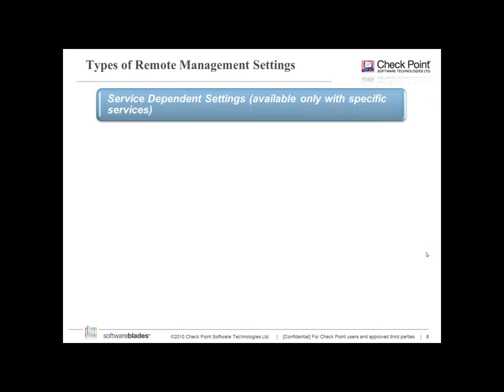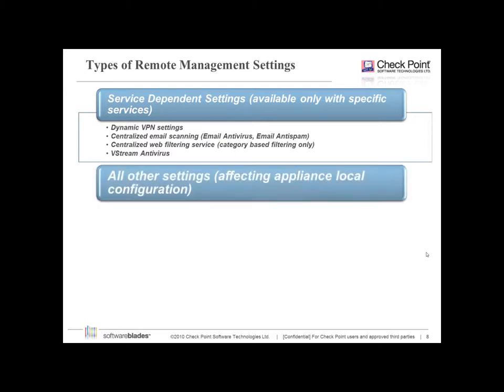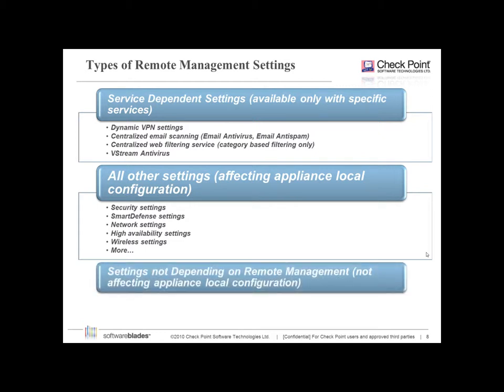Types of remote management settings. Service-dependent settings are available only with specific services. For example, dynamic VPN settings, centralized email scanning, centralized web filtering service, and vStream antivirus. All other settings affecting appliance local configuration: security settings, smart defense, network settings, high availability settings, wireless, and many, many more. Settings not dependent on remote management and not affecting appliance local configuration: dynamic DNS, vulnerability scanning, and software updates.